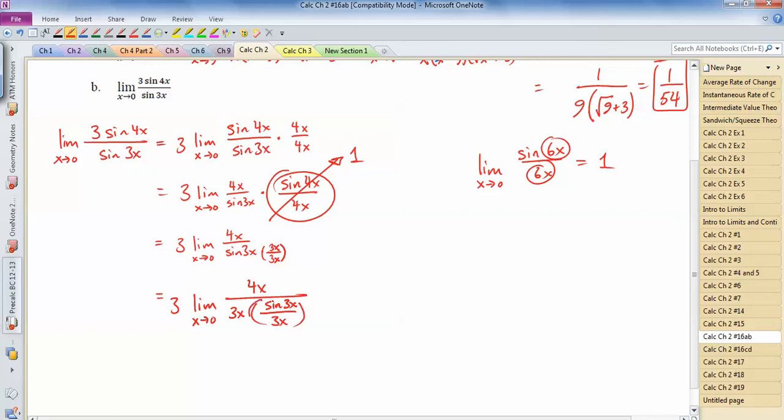Well, this part right here now turns into 1. So now I'm left with this. That turns into 1. So I've got 3 times the limit as x goes to 0 of 4x over 3x. Well, that's just 4 over 3. So this turns into 3 times 4 over 3, which turns into 4. Okay, that's a lot of kind of subtle algebraic manipulation, but it does work. So hope that helps.